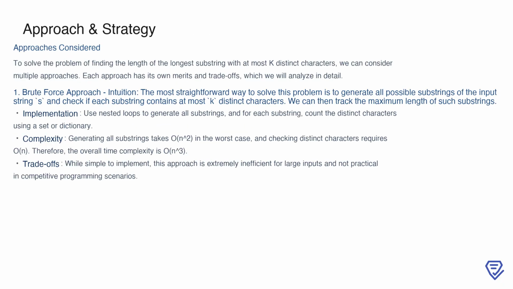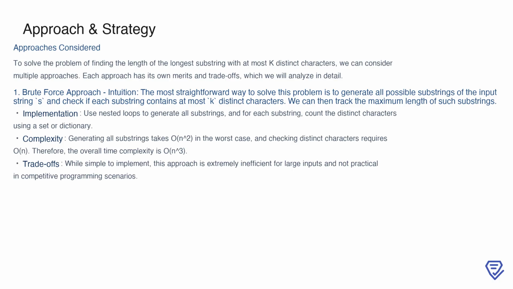To solve the problem of finding the longest substring with at most k distinct characters, we can evaluate several approaches, each with its own strengths and limitations. The first method to consider is the brute force approach. The intuition behind this is straightforward: generate all possible substrings of the given input string and check each one to see if it satisfies the condition of having at most k distinct characters. If it does, we track its length and update the maximum length found so far.